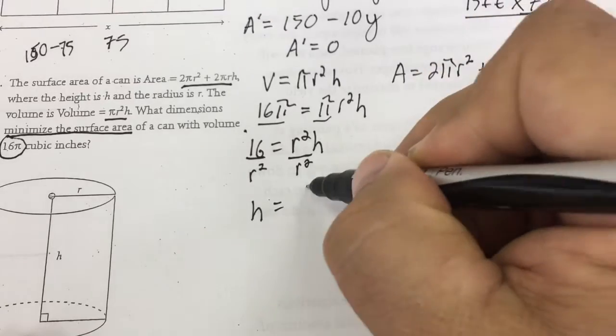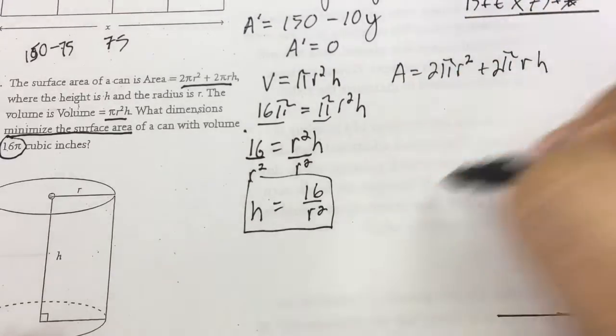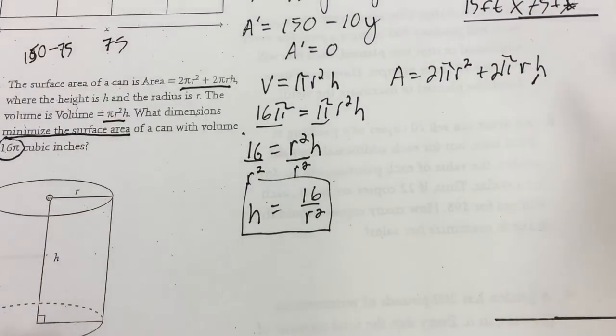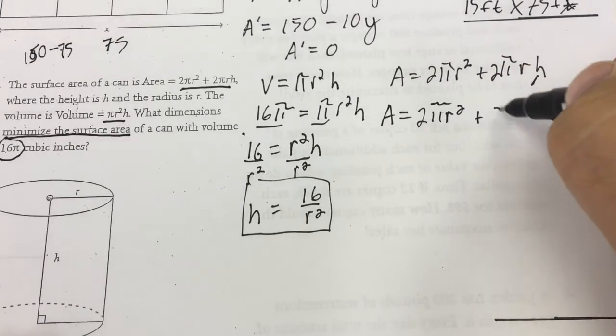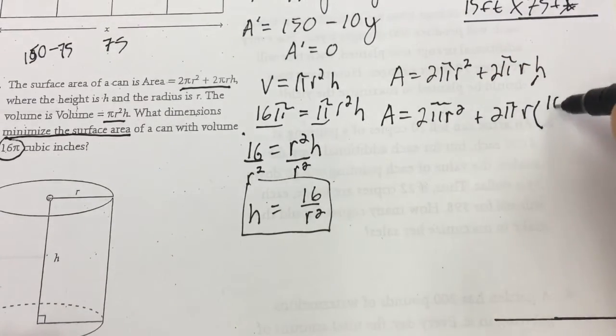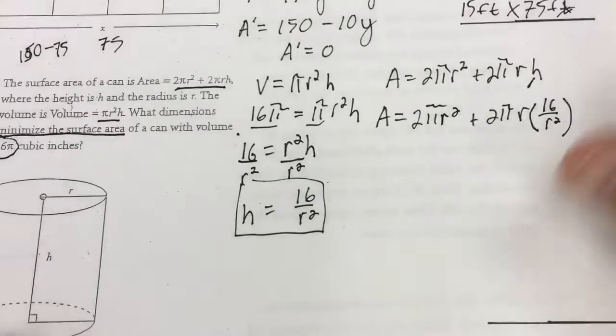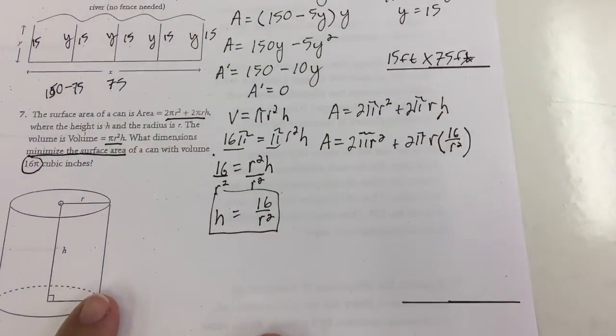Then I subtract 1 from that, and that gives me r to the negative 2, but I'm going to send him downstairs. So that's going to be r squared. Now, I'm going to set the derivative equal to 0, A prime equals 0. So this is going to give me another equation. So that's going to give me 4 pi r equals 32 pi over r squared.